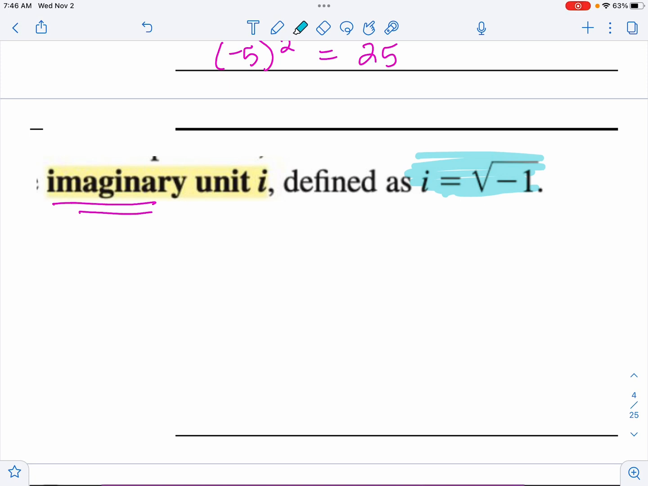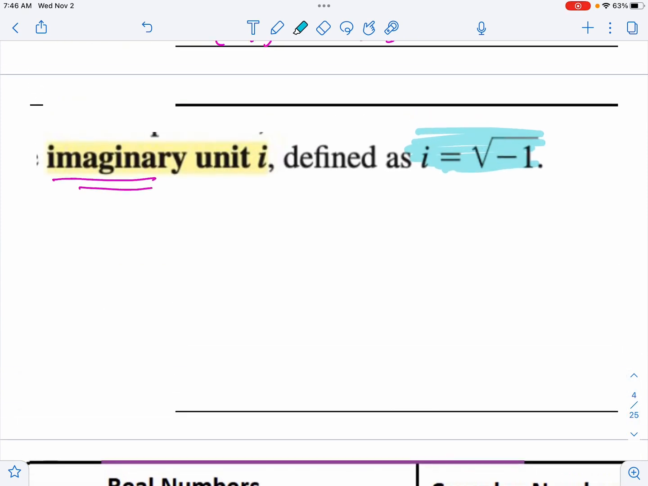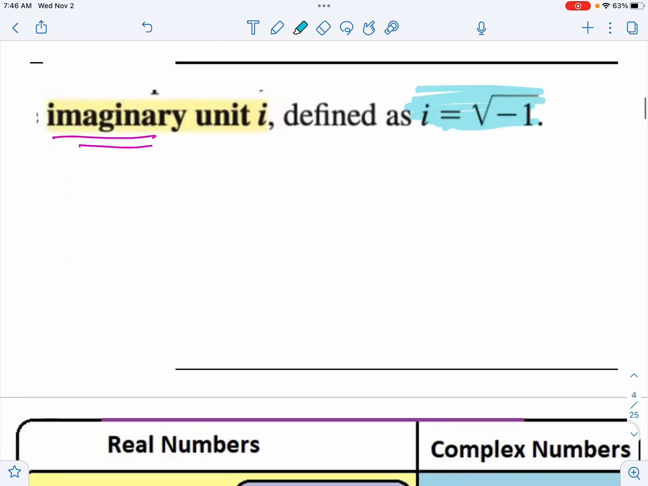But the important thing is that the definition of an imaginary number is this right here, where we have the letter i. i means something very specific in math, and it means the square root of -1. So if we define i to be the square root of -1, we can start evaluating radicals that have a negative number inside of it.